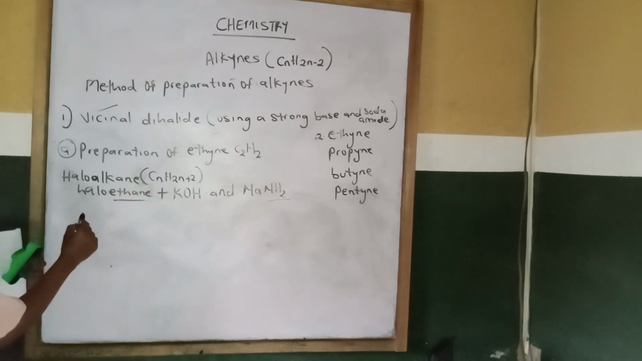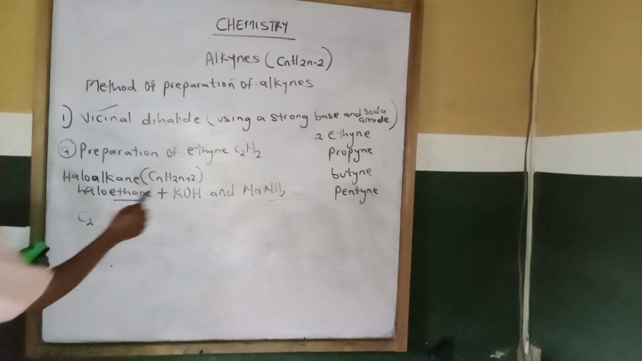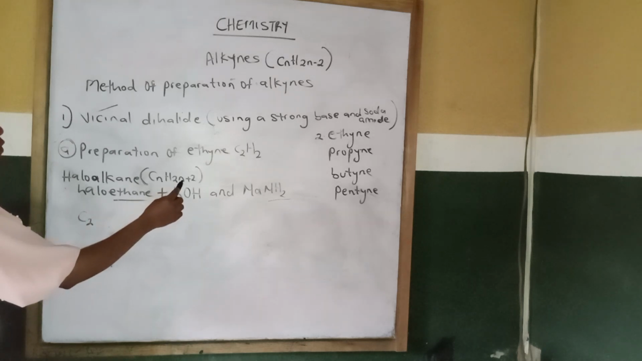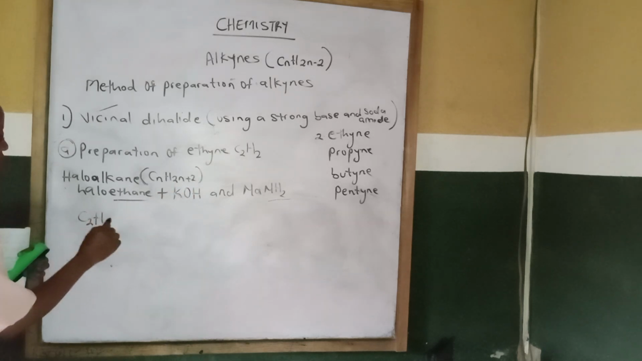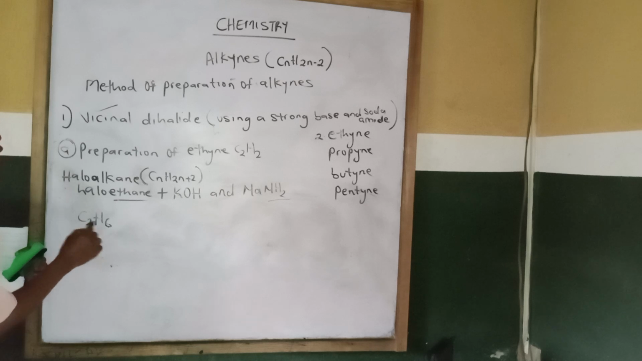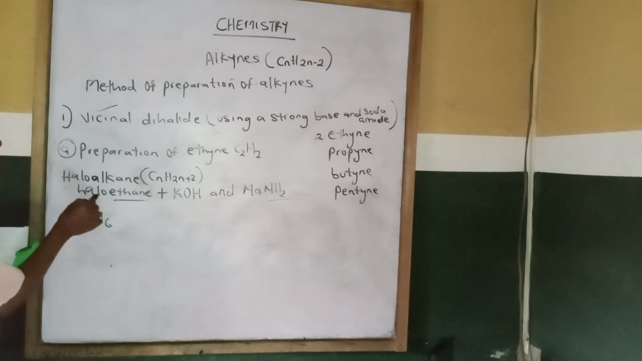C times 2 will give me C2. 2 times 2 will give me 4. 4 plus 2 will give me what? 6. So it has 2 carbon atoms, then plus a halogen.